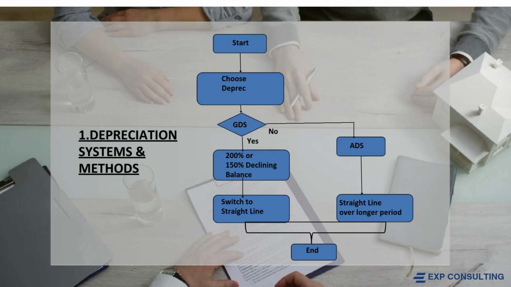Start at the top by choosing the depreciation system, either GDS or ADS. If you choose GDS, you have 2 accelerated options, the 200% declining balance or the 150% declining balance method. Both provide higher deductions in the early years. Eventually, each of these methods switches to straight line once it results in a larger or more balanced deduction. If instead you select ADS, the system uses only the straight line method, spreading depreciation evenly but over a longer recovery period.